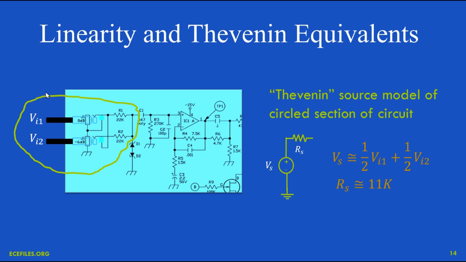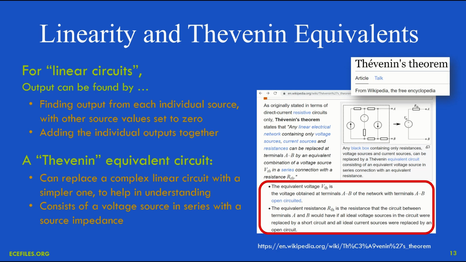Now, in this particular example, that doesn't sound too earth-shattering because there's only a couple of resistors here and a couple of input sources. But we've got 4 components that now are being replaced with only 2. But this works for much more complicated circuits too. Thevenin's theorem says we can replace a complex linear circuit, any linear circuit, with one of these voltage sources in series with a source impedance or resistance.